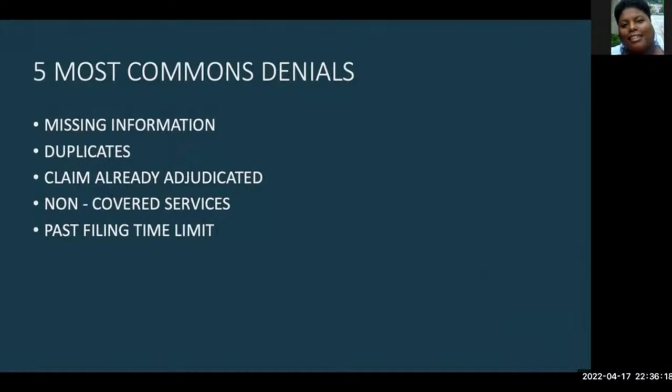Non-covered services. Now, non-covered services can be avoided by following up with the insurance prior to submitting charges or before the patient's visit to see what kind of services that their insurance covers. And sometimes you'll run across instances where, let's say a patient came in through the ED, had ED services rendered, and then they came to you for follow-up services. But it turns out that the patient only had ED coverage. They didn't have office visit coverage.